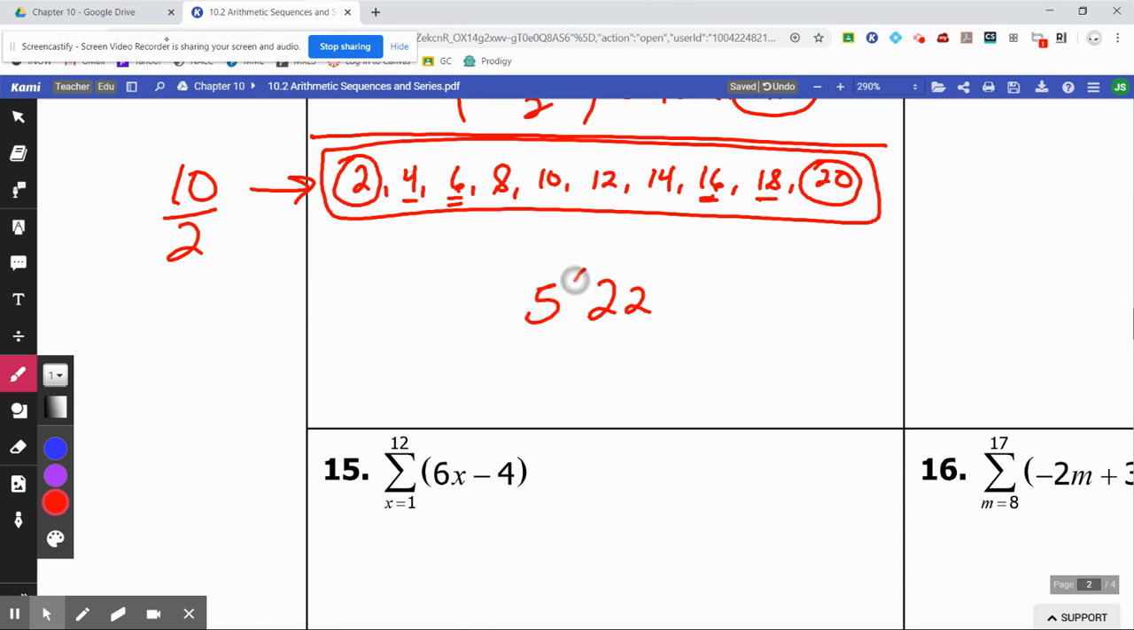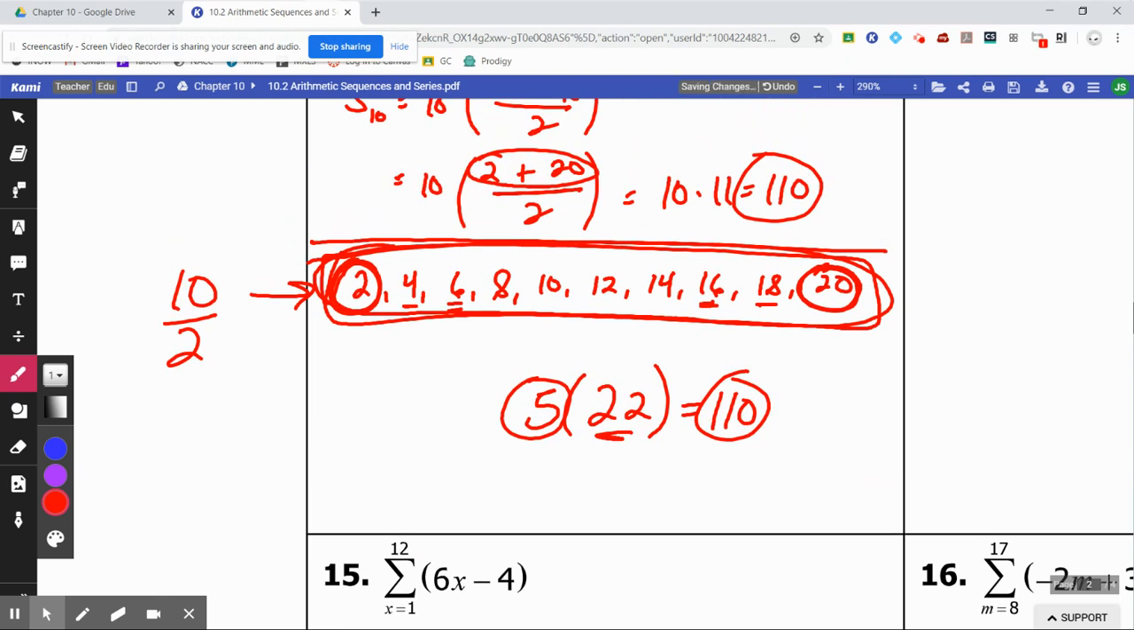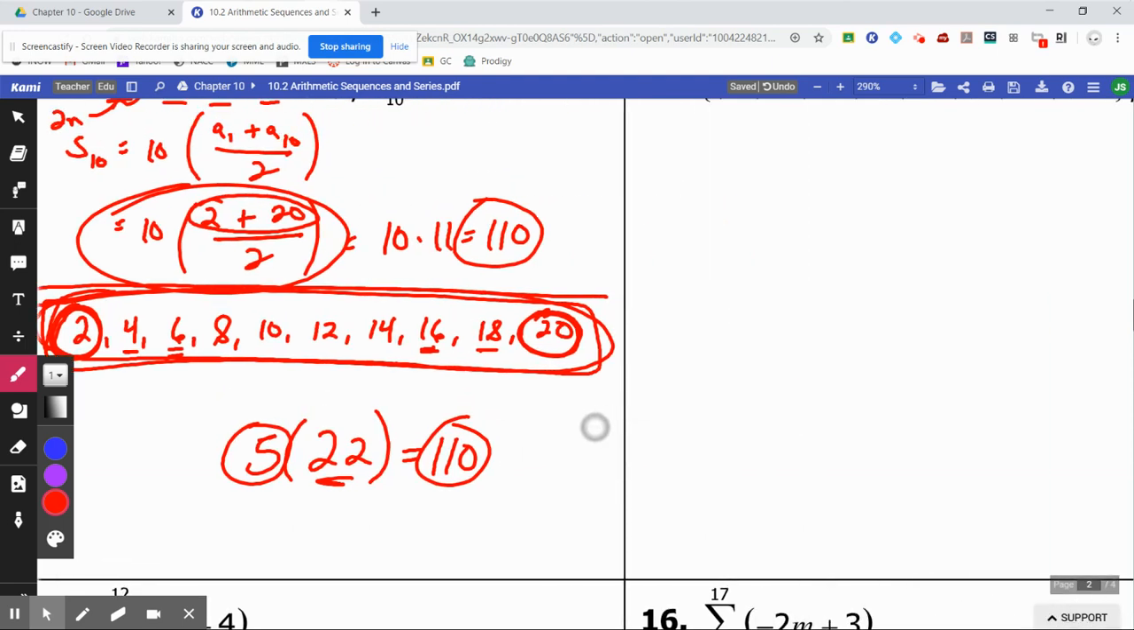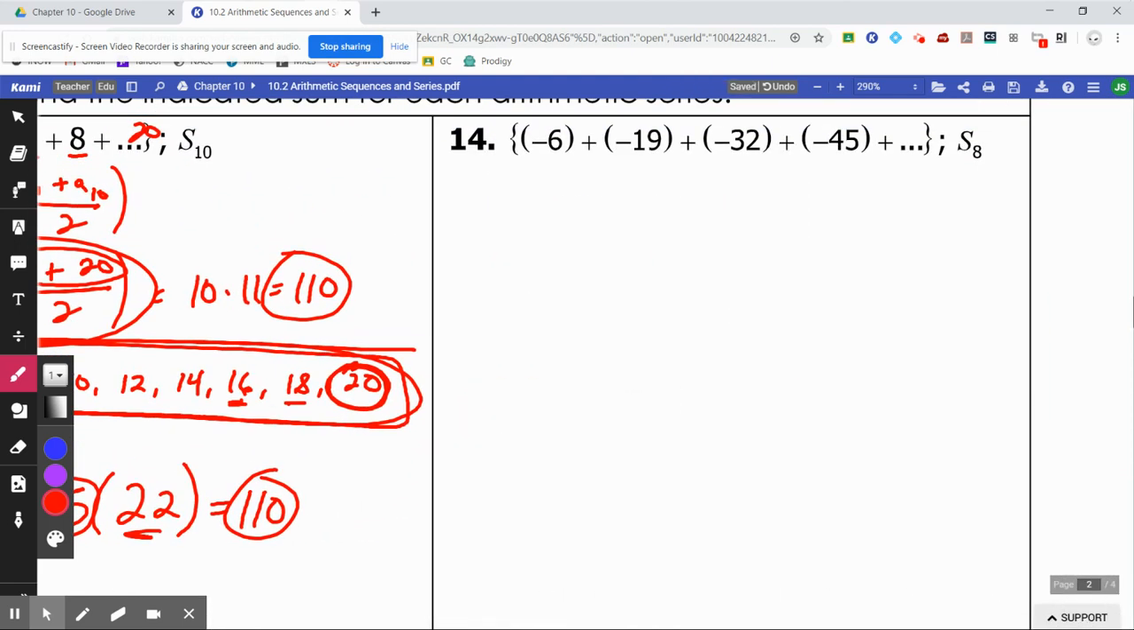Each of those groups will add up to whatever this added up to. You're going to take your first term and your last term, see what they add up to, then see how many terms you have, halve it to split them into groups, and you're going to say, I have 5 groups, and those 5 groups all add up to 22. 5 times 22 gives you the 110. So we'll use that method. You can use their formula if you would like to, or that's just another formula you're going to have to memorize.